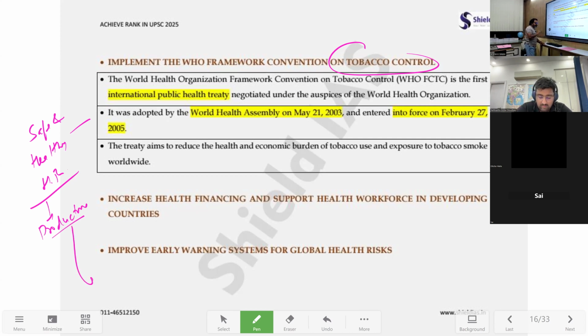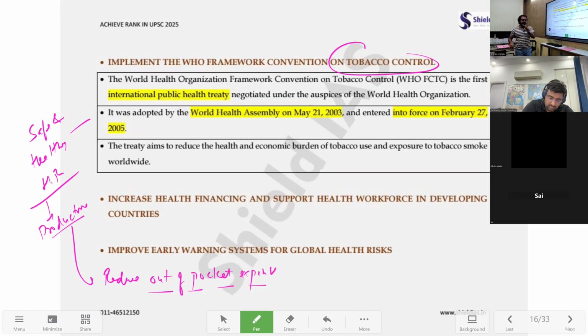Productive. That means healthy human resource means what we are also creating what? Reducing the pocket expense on health. So that means we reduce out of the pocket expense.